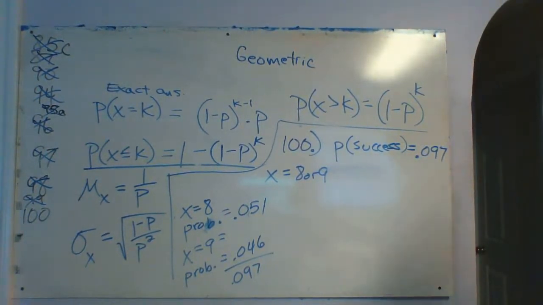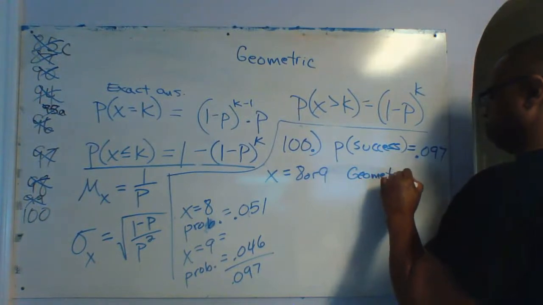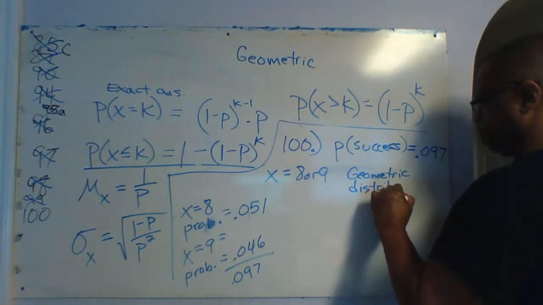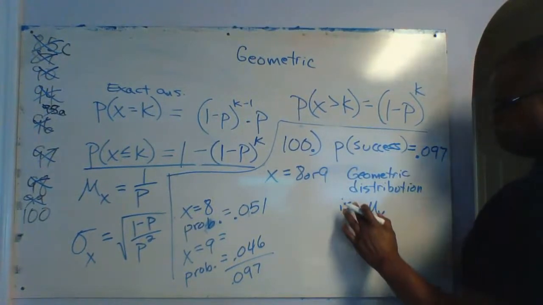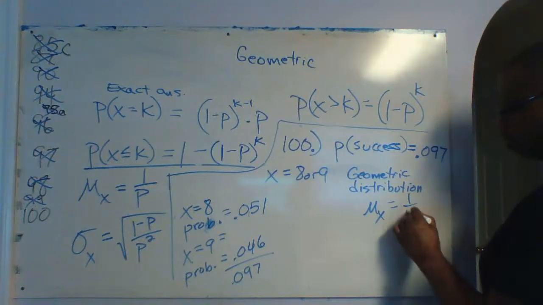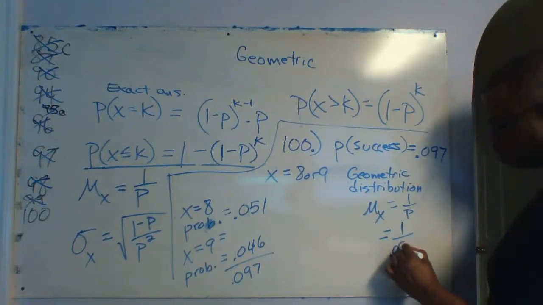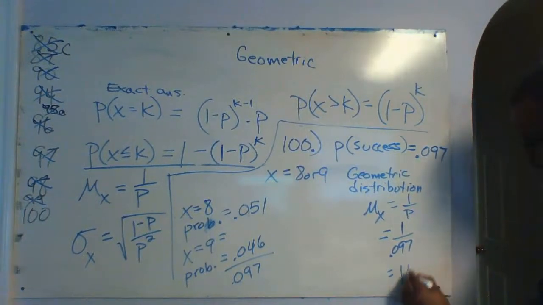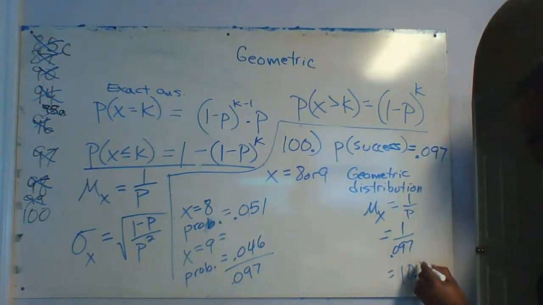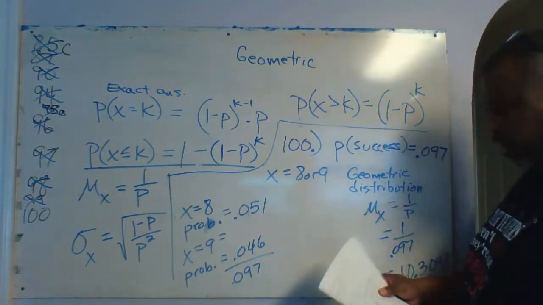But then for 100, they ask for the expected mean. So the expected mean for a geometric distribution is 1 over p. So this is our success, right? So that would simply be 1 over 0.097, which in this case is going to equal 10.3093. And that's going to be your A part.